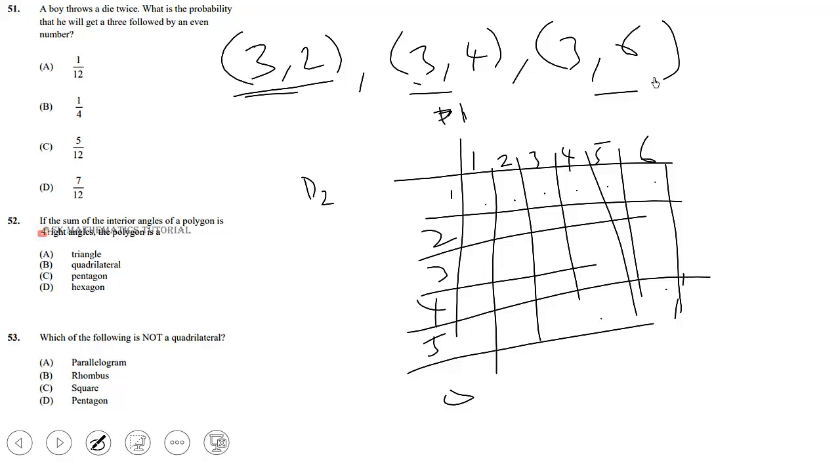So 1, 2, 3. So it will be 3 out of 36. And 3 will go here 12 times. The correct answer is option A.